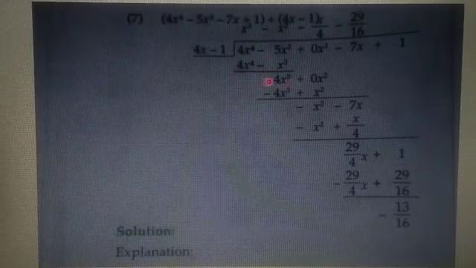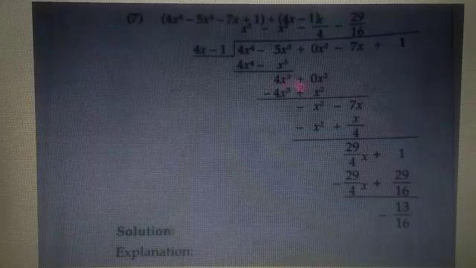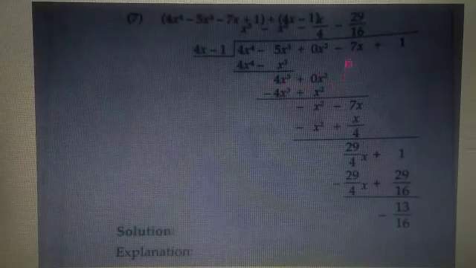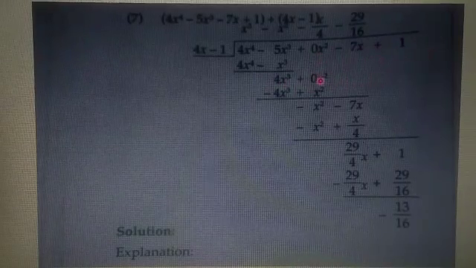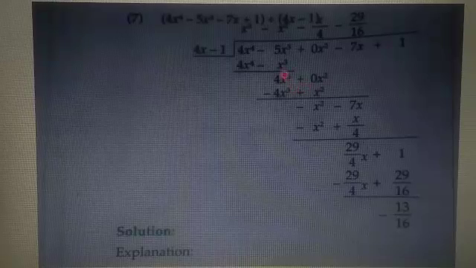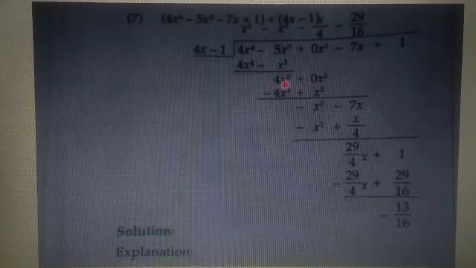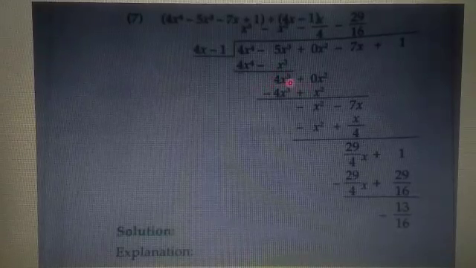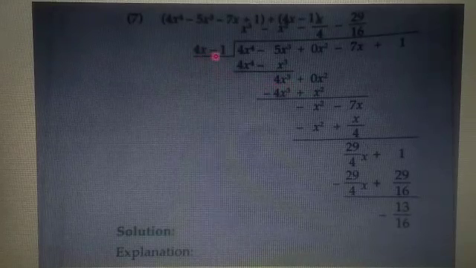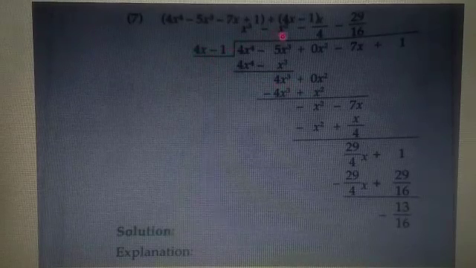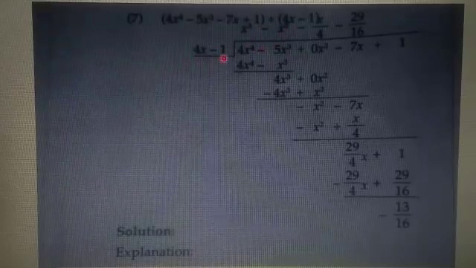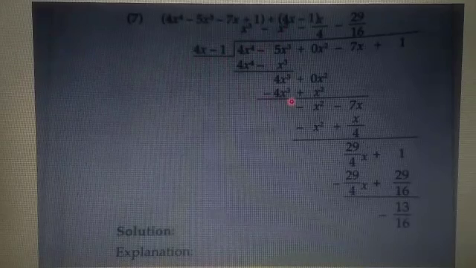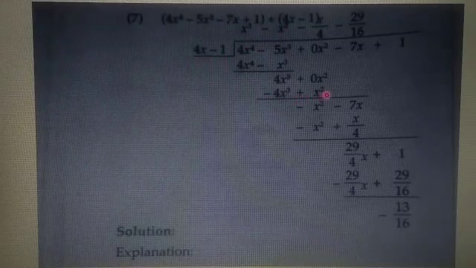Here the minus sign is not printed. Minus 4x cube plus 0x square. And the rest of the terms you can write down or note down here only. Then here we got minus 4x cube. When will we get minus 4x cube? If you multiply 4x minus 1 by minus x square. So minus x square is multiplied with 4x minus 1 to get minus 4x cube plus x square.